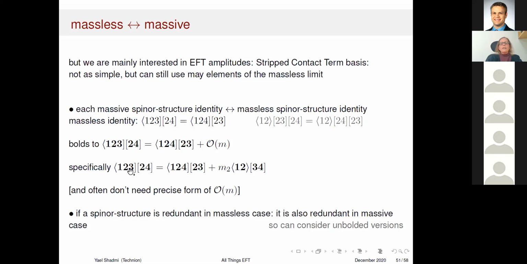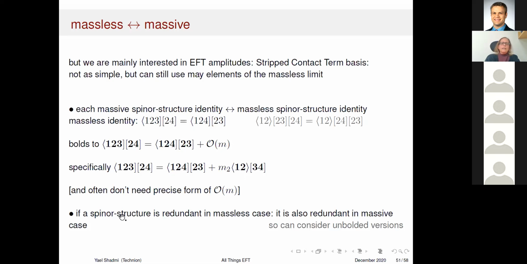Specifically in this case, this is the mass correction. But very often you don't really need to know what the mass correction is. So you can just start from the massless identity, which is very easy to find, and bold that.